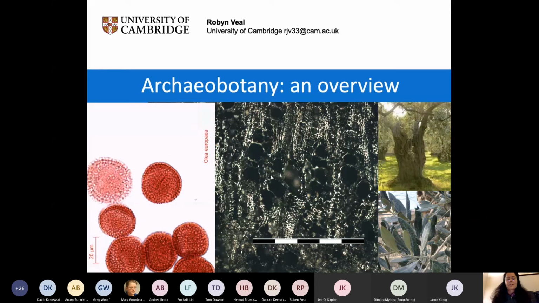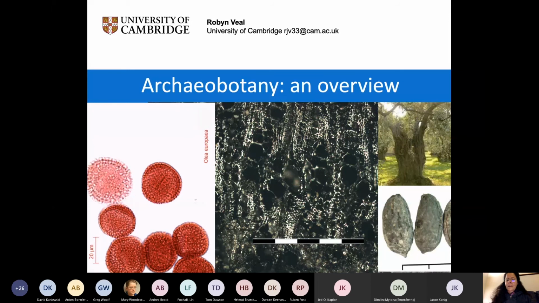We're quite interested in olives and vines in the Roman and the general historical periods, so I'm going to be using a few examples. You can see pollen on the left there, and you've got a bit of olive charcoal, and of course we know what it looks like.